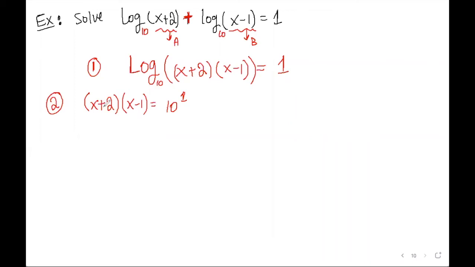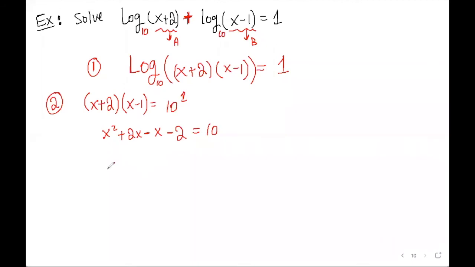Now multiply this parentheses with this parentheses. I get x squared plus 2x minus 2x minus x minus 2 equal 10, because 10 to the 1 is 10.